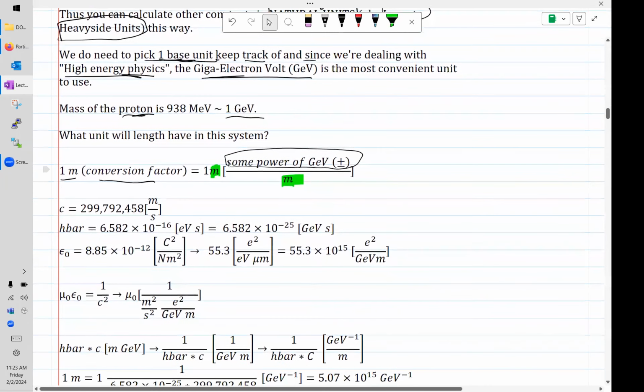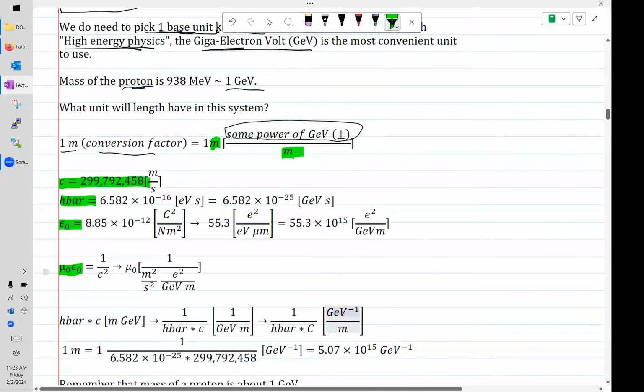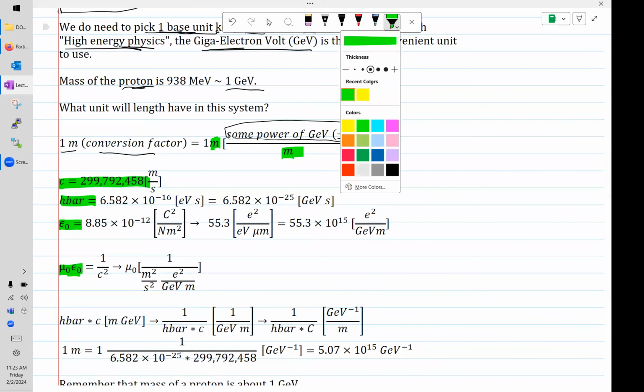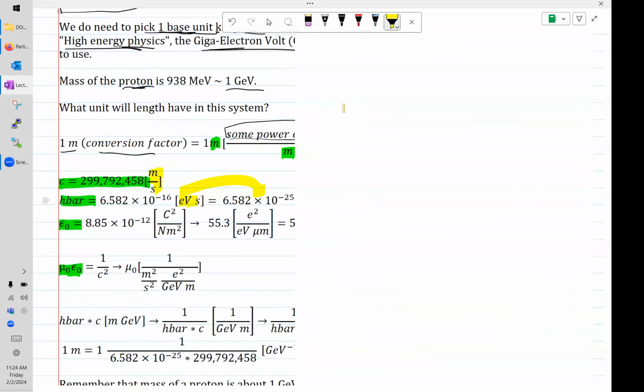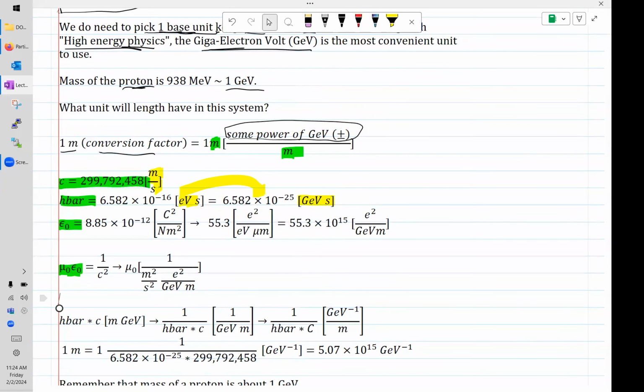So we have a bunch of conversion constants. c is this, h bar is this, epsilon naught is this. In fact, you can even calculate mu naught, the permeability of free space, the one that's connected to the magnetic force. And these have these units, which I'm going to highlight in yellow. c is meters per second. h bar has electron volts times second, or converted to what we want, giga electron volts times second, some energy times time.